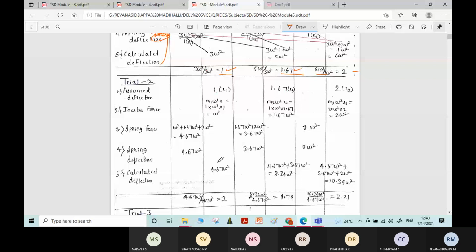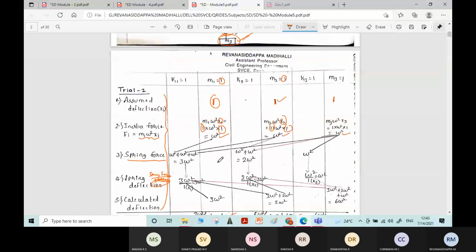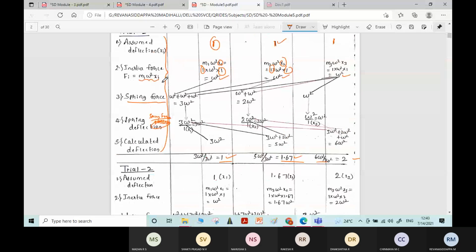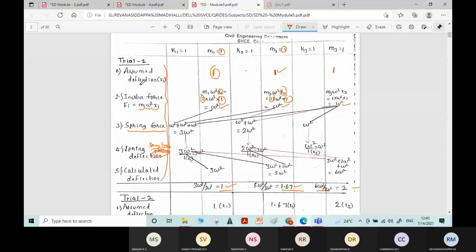One more thing you should remember: the first, second, third and fourth steps. The third and fourth steps should be written in the stiffness column. The remaining steps should be written in the mass column. Like this, you remember. Sometimes what happens is that instead of writing in the mass column, you write it in the stiffness column.